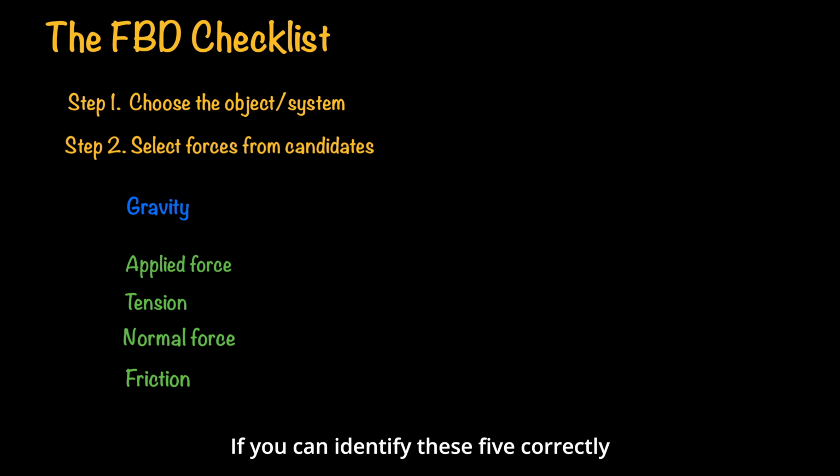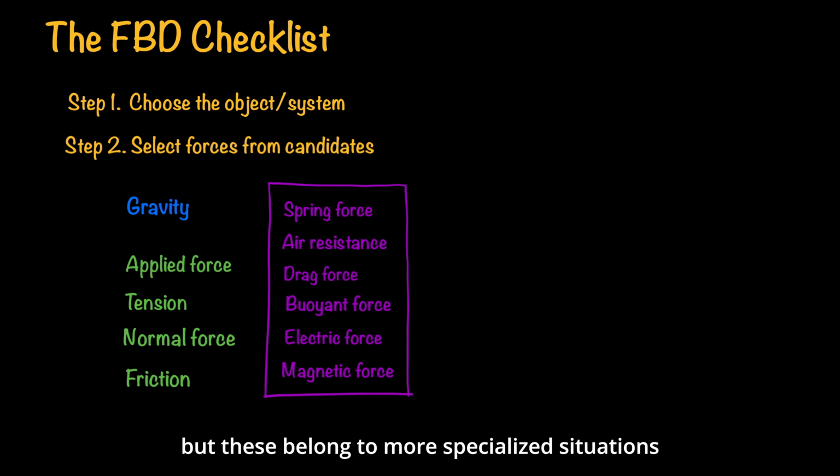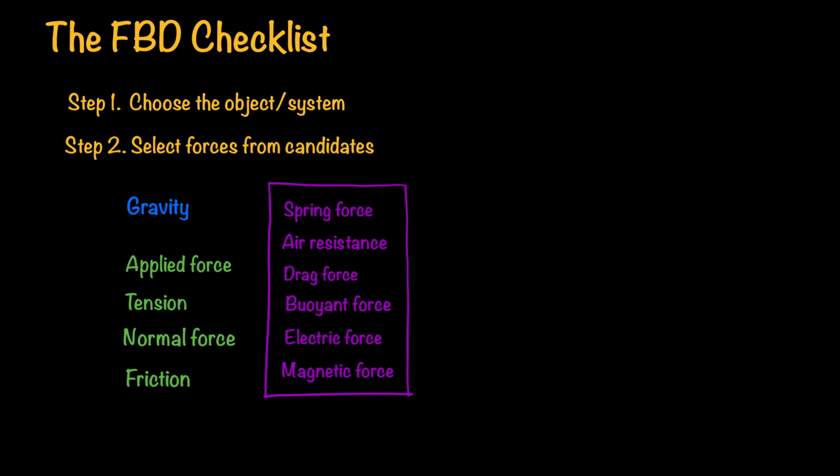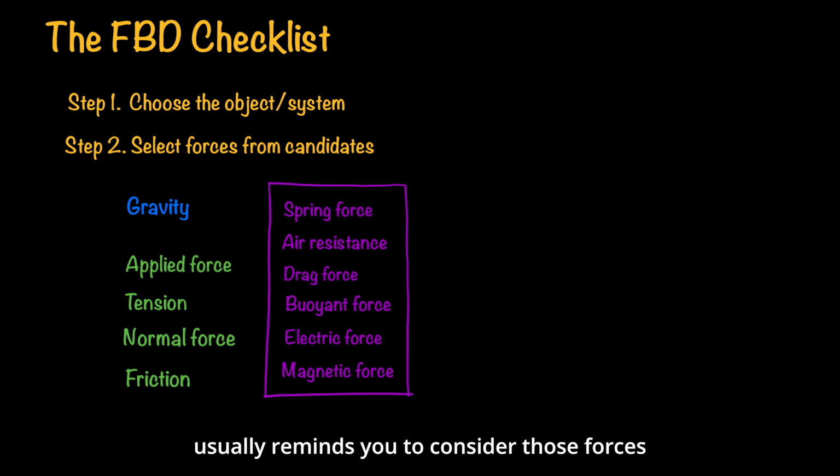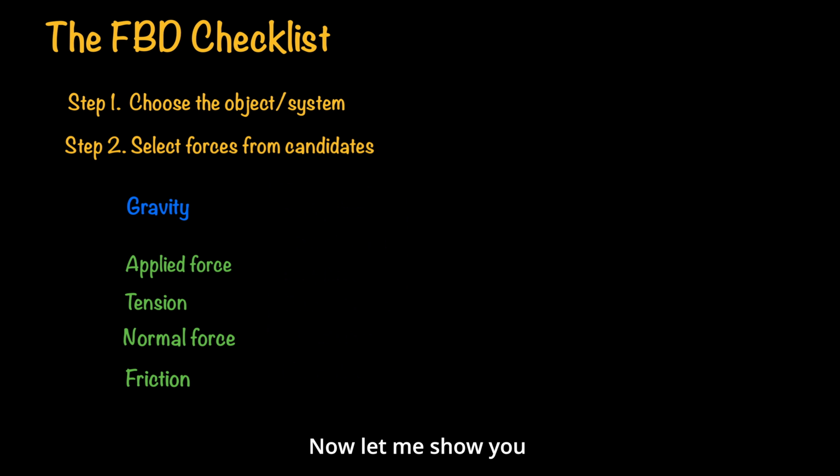If you can identify these 5 correctly, you will solve the vast majority of free body diagram questions in this course. There are other forces, but these belong to more specialized situations. When a problem clearly shows a spring, a fluid, an electric field, or a magnetic field, the situation itself usually reminds you to consider those forces. So for today's video, we are not going to focus on those special cases. Now let me show you how to choose forces from those candidates.